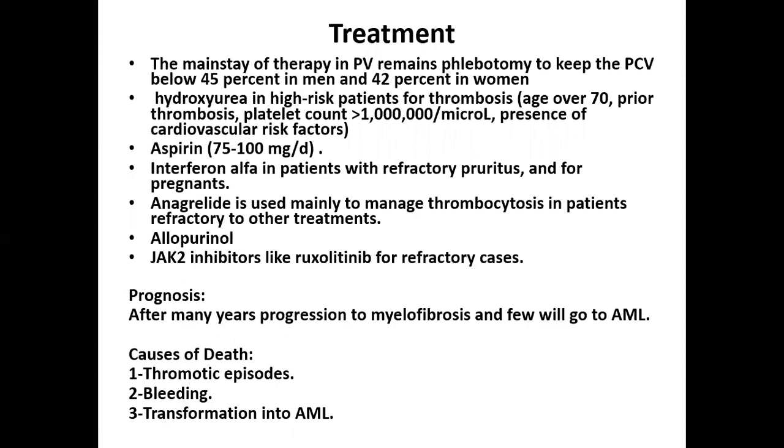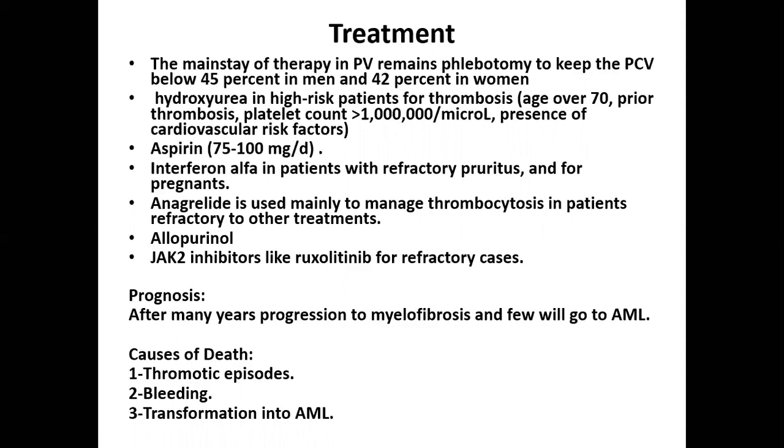The treatment of polycythemia vera depends mainly on reduction in the level of hemoglobin or the PCV: in males the PCV should be less than 45%, and in females the PCV should be less than 42. And this is important because if these levels are continuously increased, they will lead to the development of thrombotic attacks.